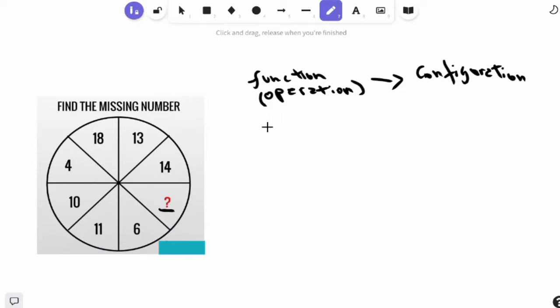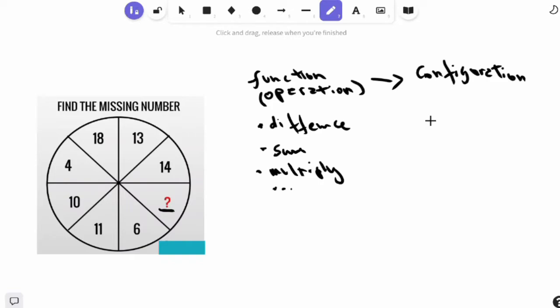You can think of a difference in the numbers, the sum of the numbers, the multiplication, and the list goes on. And the configuration is which pieces of the puzzle we are going to apply this function to, to find a pattern. Usually a pattern is something where we have a constant, right? A constant or a very obvious rule.